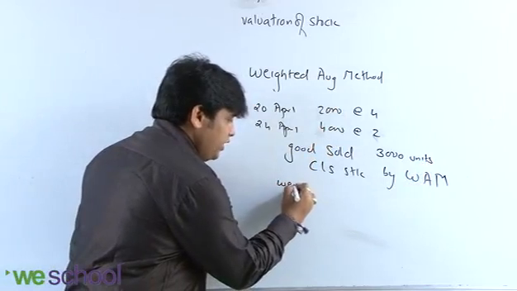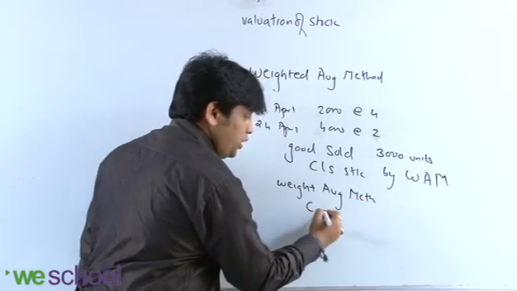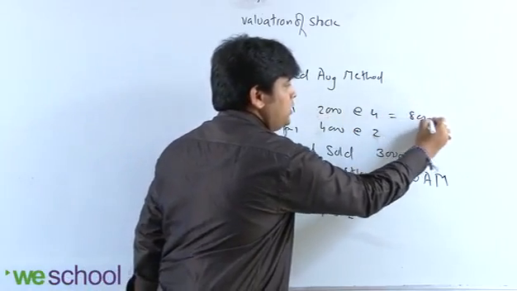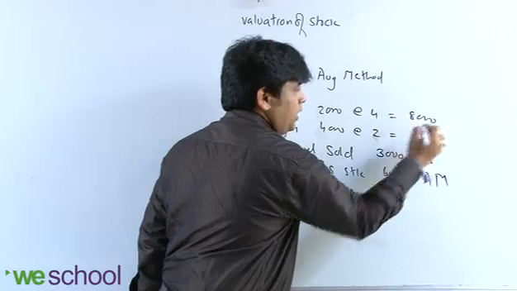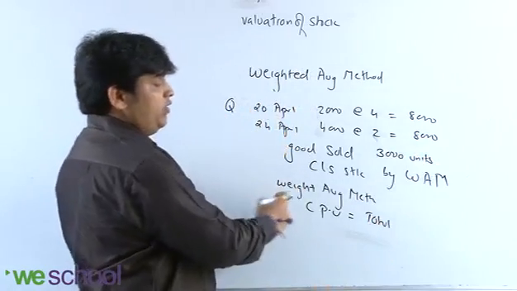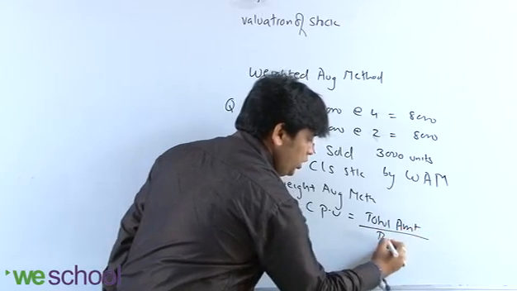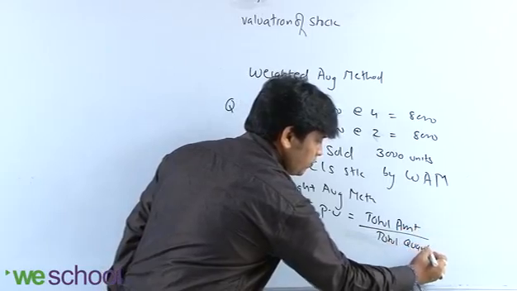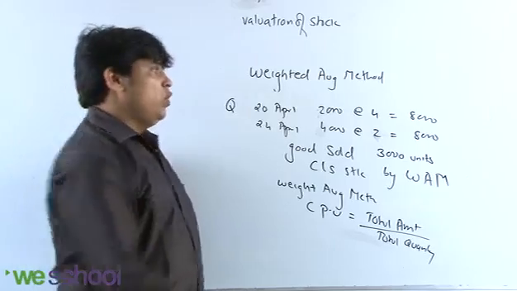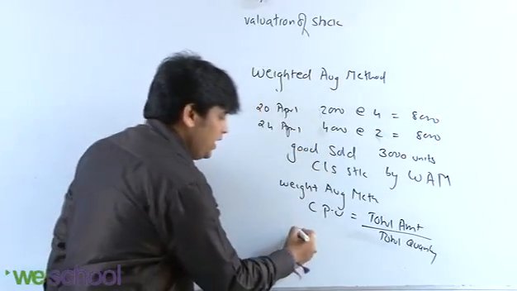Now in a weighted average method, how do we calculate the cost per unit? See, this cost is 8000, and this again, 4 2s are 8000. So what is the total cost? 16,000. The formula for calculating rate in weighted average method is total amount divided by total quantity. Now, what is the total amount? 16,000. And what is the total quantity? 6,000. So, get me the rate first.